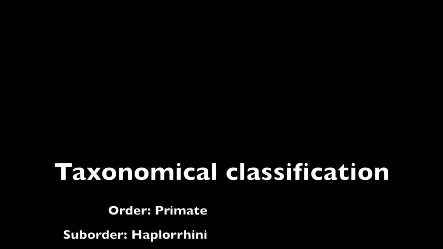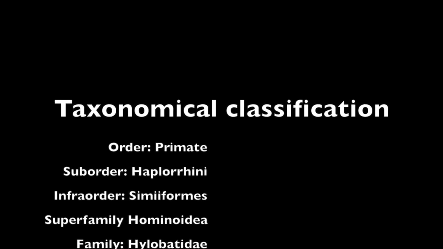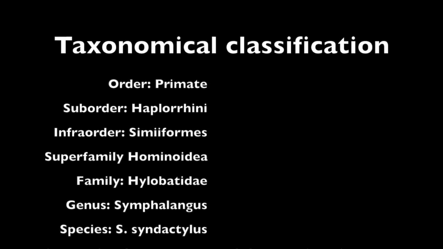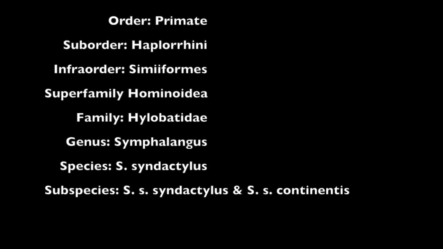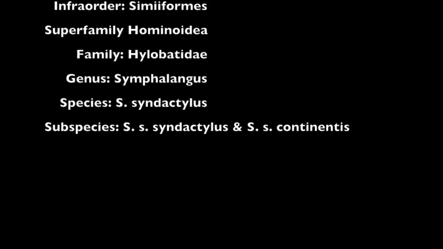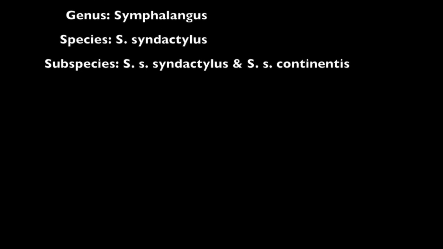As you can see from the taxonomic classification, the order of the siamang is primate, suborder Haplorhini, infraorder Simiformes, superfamily Hominoidea, family Hylobatidae, genus Symphalangus, species Symphalangus syndactylus. And the interesting part is that there are actually two subspecies of siamang. One is Syndactylus, which lives on the Sumatra island of Indonesia. The other is Continentis, which lives in the Malay Peninsula.